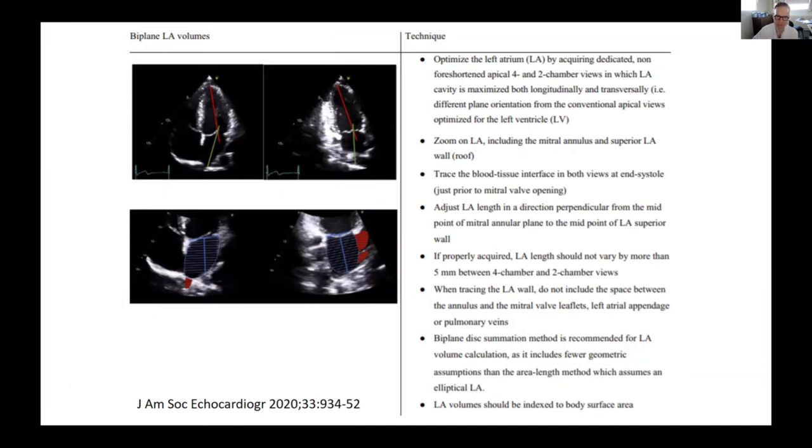So you don't consider the pulmonary veins, you don't consider the left atrial appendage, you just consider the LA when you measure the LA volume, but you have to optimize the long axis of the LA for these measurements. And you have to keep in mind that the long axis of the LA is not the same as the long axis of the LV, which means that you might have to record images dedicated to the LV and images dedicated to the LA.